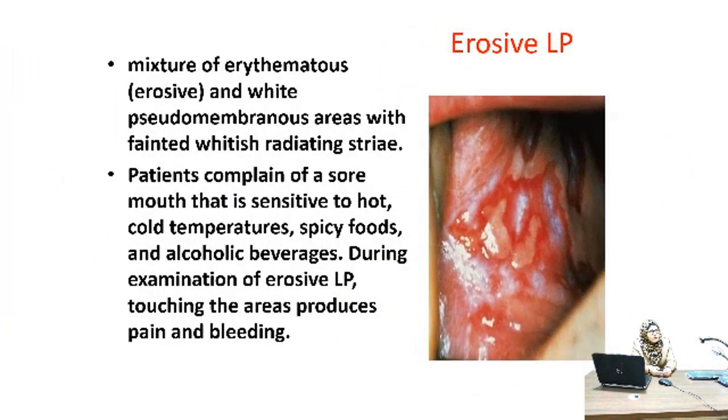Erosive lichen planus has a mixture of erythematous, erosive, and white pseudomembranous areas with faint white radiating striation. The striation here is less obvious than in the first type. The patient complains of a sore mouth that is sensitive to hot and cold temperatures, spicy food, and alcoholic beverages, and during examination of lichen planus, touching the area produces pain and bleeding.